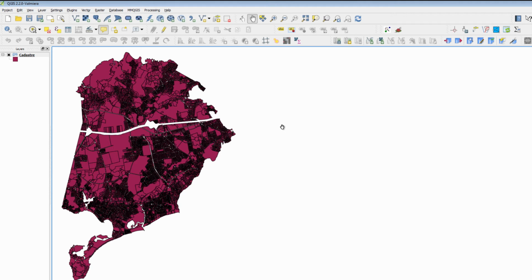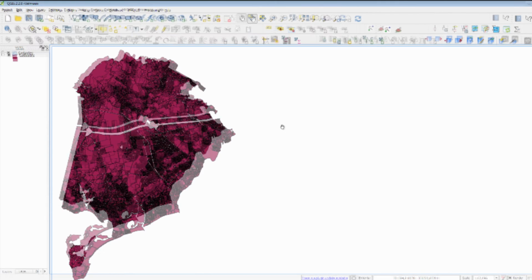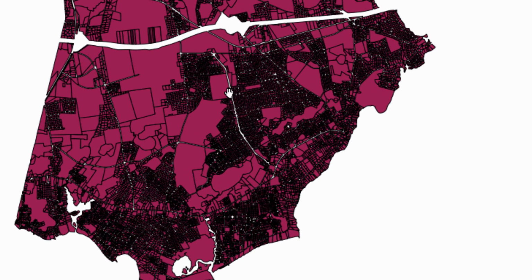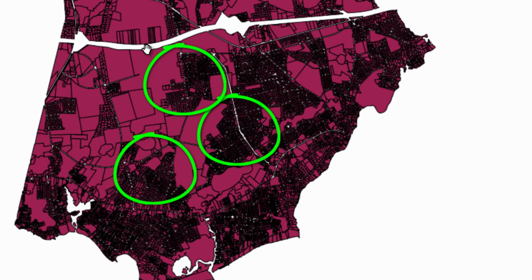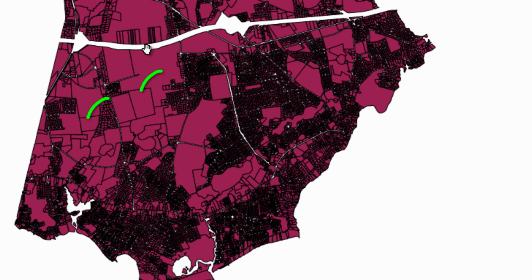The first thing I see here is some very densely developed areas, some urban areas. I see some less urban areas. You've got some very small blocks, and you've got some perhaps rural residential blocks, because you can see the outlines in here. And you've got some rural areas here.